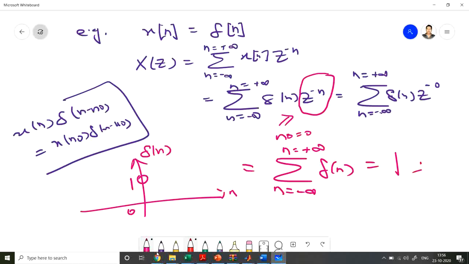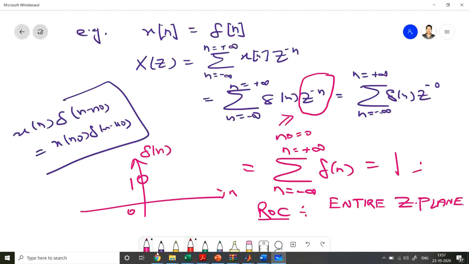Now can we see the region of convergence in which the series will converge? Yes, of course, the region of convergence is the entire Z plane. So the ROC is the entire Z plane.